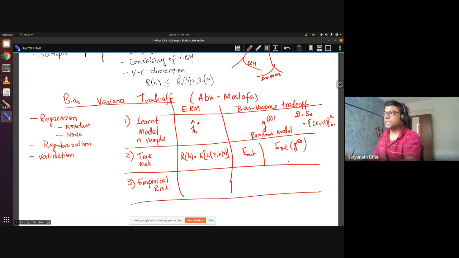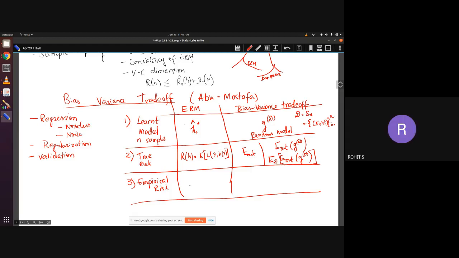For example, if I take E_out of G_D, where G_D is the best model that I learned from my learning algorithm, does everybody see that this is a random quantity? Now, if we really want to compare, we may have to take an expectation over D of E_out. To get some sense of how good a particular model is, we have to take an expectation over all the possible ways in which you can get the data sample.